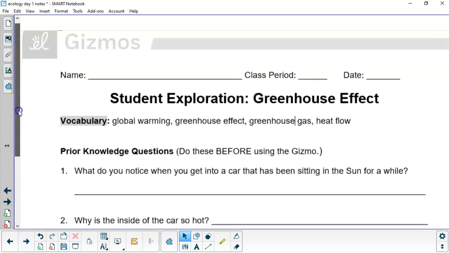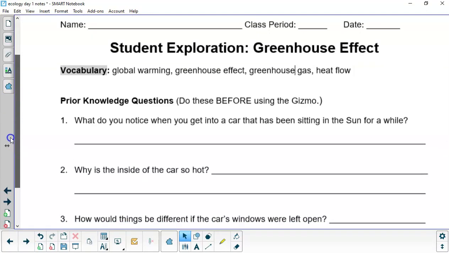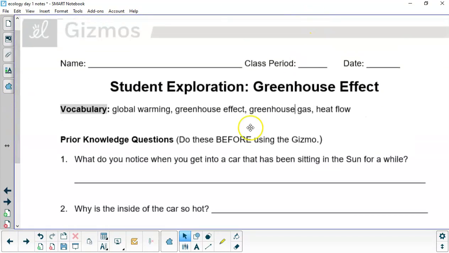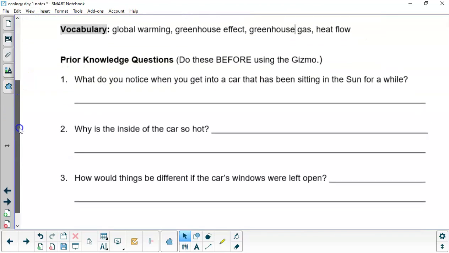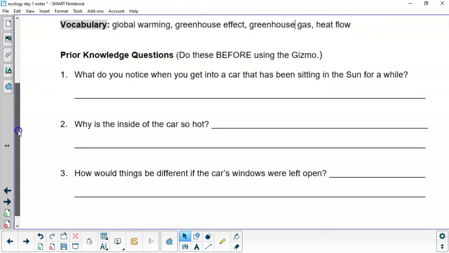So in Schoology, you're going to have an assignment that's Explore Learning, Gizmo, the Greenhouse Effect. And the first couple of questions here are just brain warm-ups. You don't need the simulation to do these.